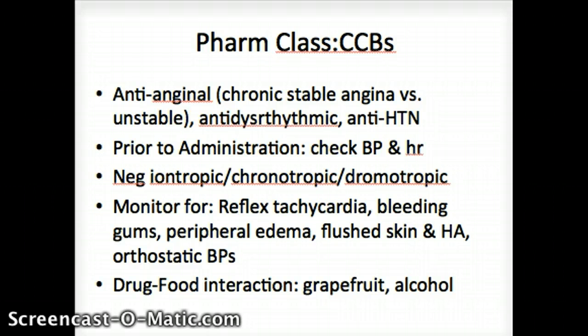And then we're also going to need to educate them about some of the common food-drug interactions. Grapefruit's a big one because it does work on that P450 system, and then also alcohol as well.